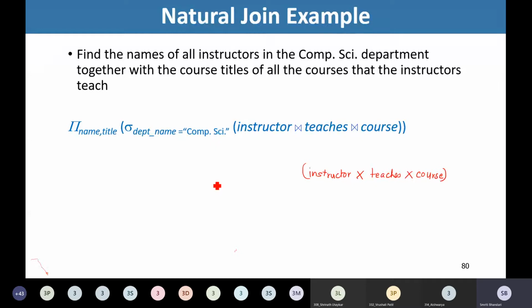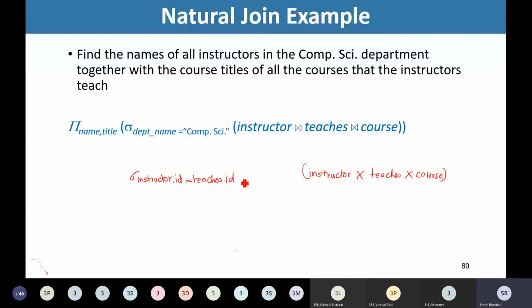So if we are making use of a Cartesian product or cross product, then to have some meaningful result, we need to match the common attributes in these relations. So which are the common attributes in these relations? We need to use select operation and we need to match the common attributes. Is there any common attribute in instructor and teachers? ID, instructor ID, yes. So we need to match that, instructor.ID equal to teachers.ID. What else?